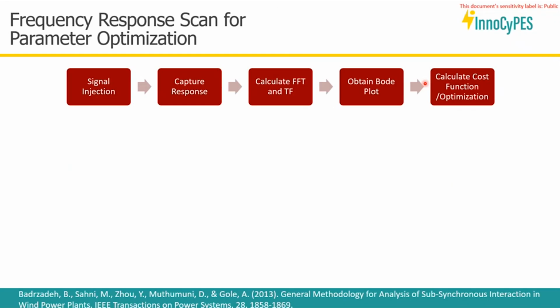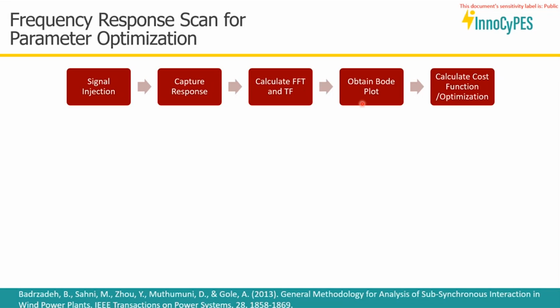In terms of the frequency response scan for parameter optimization, we are proposing this methodology, right? This frequency scan involves some signal injection, and then you capture the response of the simulation. So you inject the signal, then you do some measurement to capture the response, and then you can calculate the FFT and the transfer function. So the relationship between the injected voltage and the measured current, and then you obtain the Bode plot, and then you calculate the cost function.